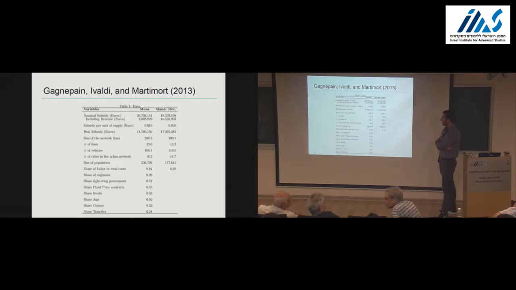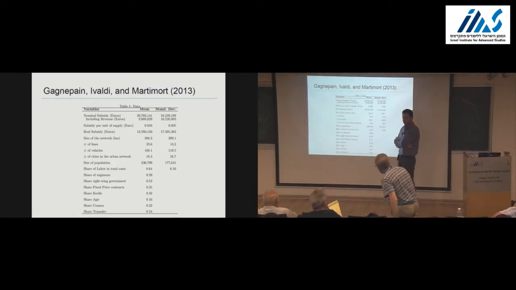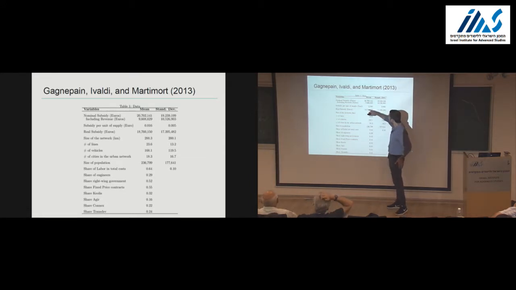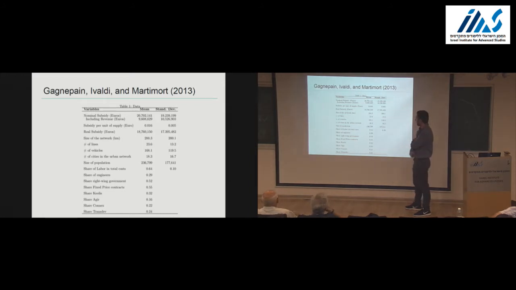Okay, so here's the data. Remember, it's just 49 cities. So that's how much they're getting paid by the cities. There is large variance in the size of the network. Okay, number of vehicles, labor cost, engineers, the municipal government, and so on. These are the main operators down here.